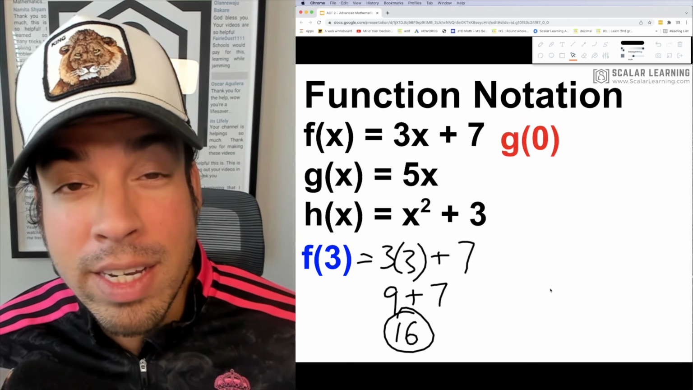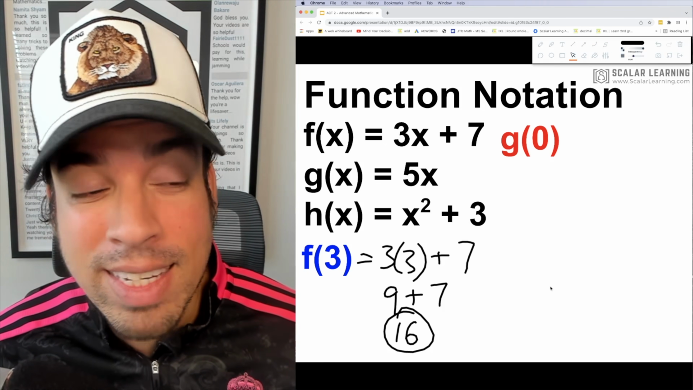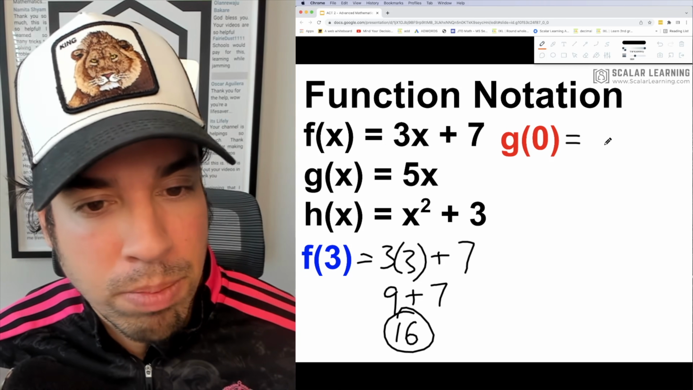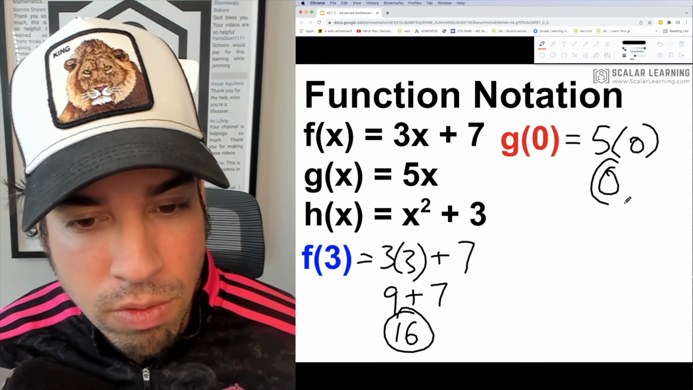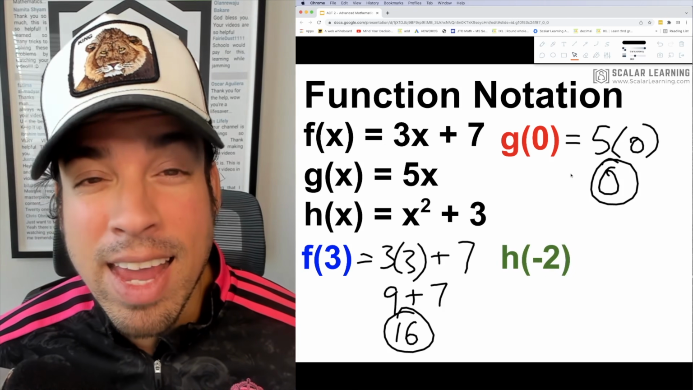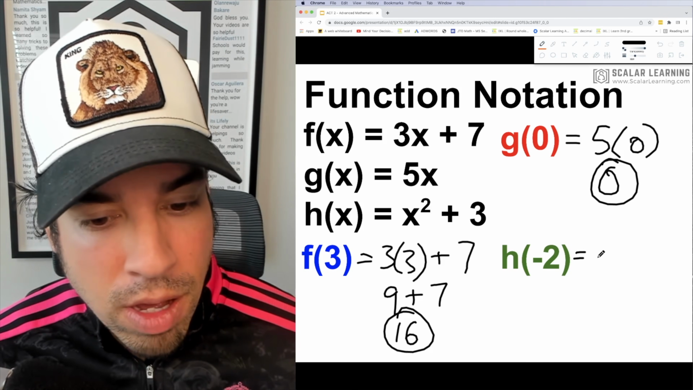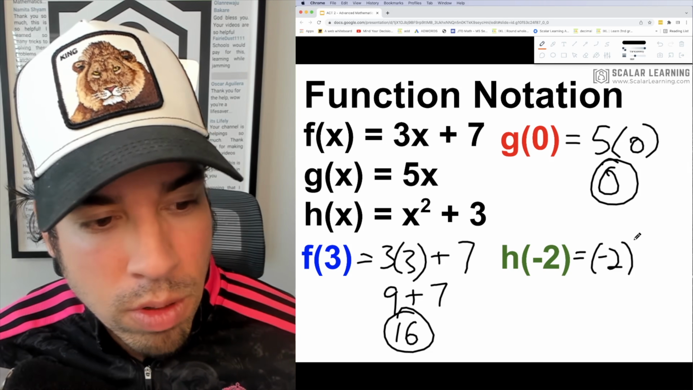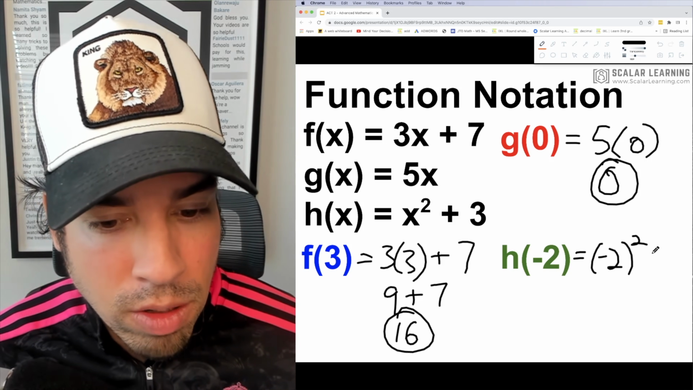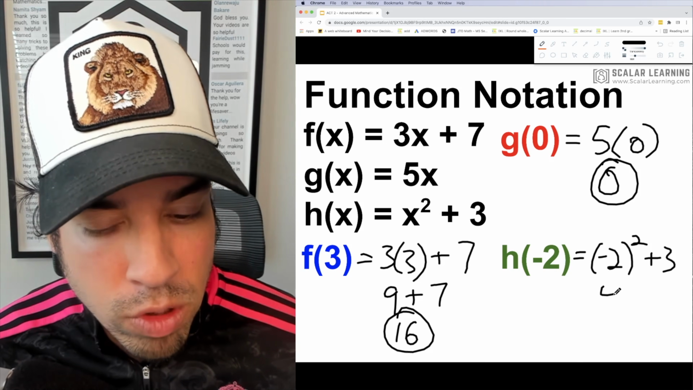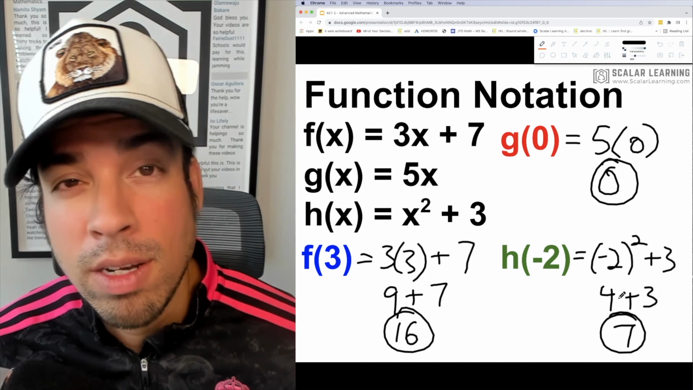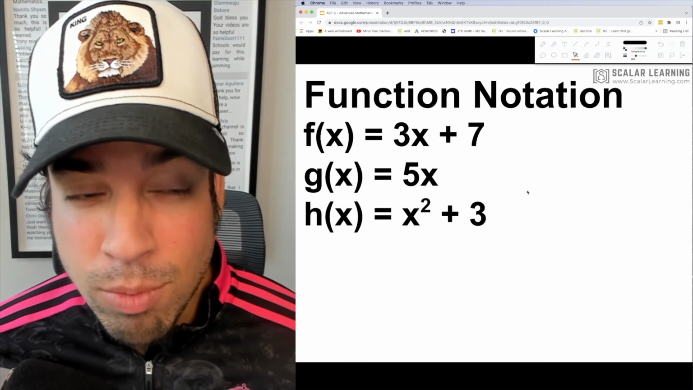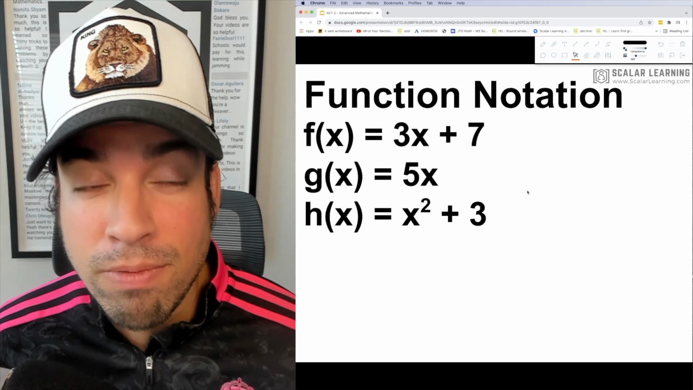Next, let's look at g of 0. So again, we're plugging in 0 for x. So this would be 5 times 0, which of course is 0 for the win. Last but not least, let's take h of negative 2. So I'm going to plug in negative 2 for x, so negative 2 squared plus 3. Negative 2 squared is of course positive 4 plus 3, which gives us 7 for the win. Done. Now, once again, taking the same 3 functions, let's look at some other function operations.